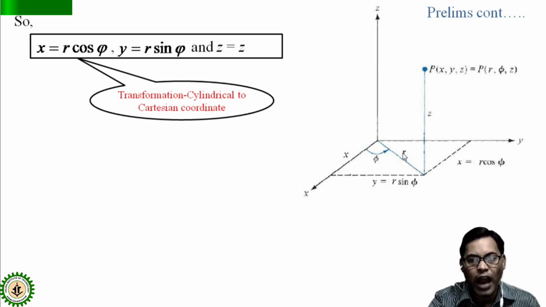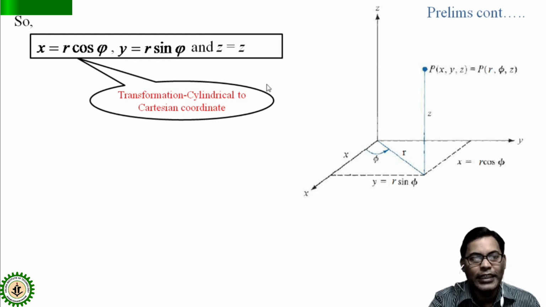Now, r is the radial distance, as I said in the earlier diagram, the radial distance from the z axis to the point P. Here you see that this is the point P, so this is the radial distance. Now, if we resolve this r along the x direction and the y direction, what do we get? x equals r cos phi. Here you can see that x equals r cos phi. Similarly, we get y equals r sin phi, and z will be the same, z equals z.